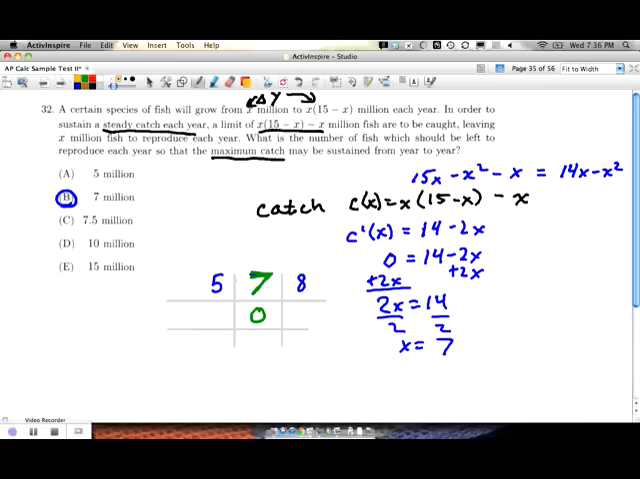At 5, if I were to plug in 5 into this original equation, 14 minus 2 times 5 is 10. 14 minus 10, that's 4. That's positive. If I were to plug in 8, 14 minus 2 times 8 is 16. 14 minus 16 is negative 2. That's negative. So that means that I'm going up, then I hit a flat spot at 7, and then I'm going down afterwards. That's definitely going to be a max because I changed from increasing to decreasing, or a positive derivative to a negative derivative. So I know that's true.